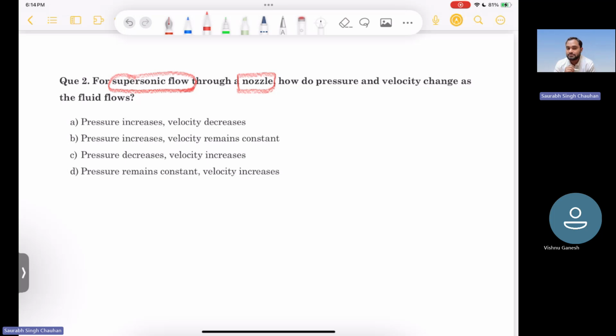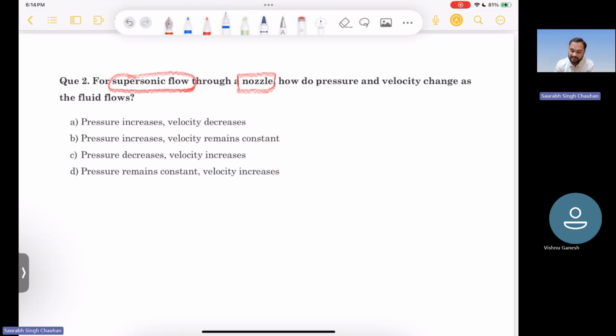The purpose of a nozzle is to increase the kinetic energy. The purpose of a nozzle is to increase the velocity, right? So it is asking how the velocity will change when the fluid passes through the nozzle. So you can blindly answer that velocity should increase. Let us see all these options.